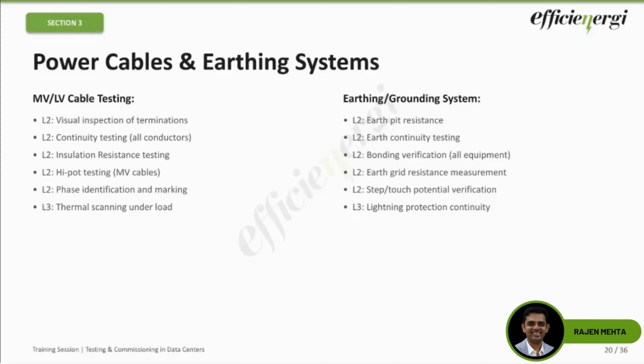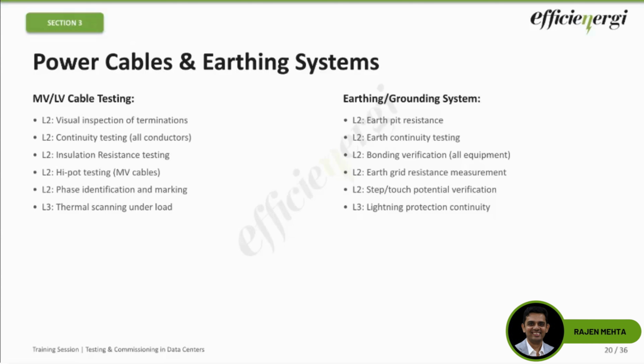Why does earthing matter? One, because it provides safety through a fault current path, right? It provides a fault current path and thus provides safety to humans, equipment, etc. Protection of the equipment also happens because it limits the voltage during any particular fault. And third is protection from lightning. It provides a path to dissipate the surge energy.